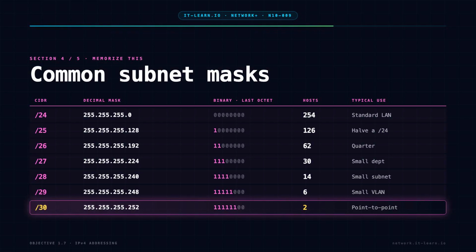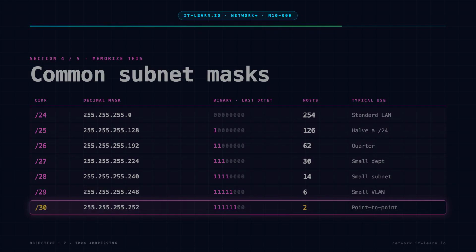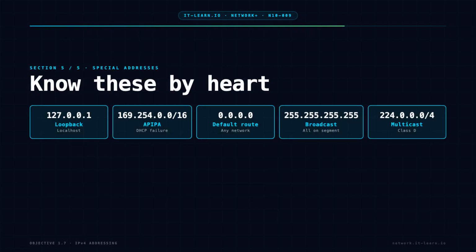Let me share some common subnet masks you should memorize. /24 is 255.255.255.0 with 254 hosts. /25 is 255.255.255.128 with 126 hosts. /26 is 255.255.255.192 with 62 hosts. /27 is 255.255.255.224 with 30 hosts. /28 is 255.255.255.240 with 14 hosts. /29 is 255.255.255.248 with 6 hosts. /30 is 255.255.255.252 with 2 hosts, commonly used for point-to-point links.